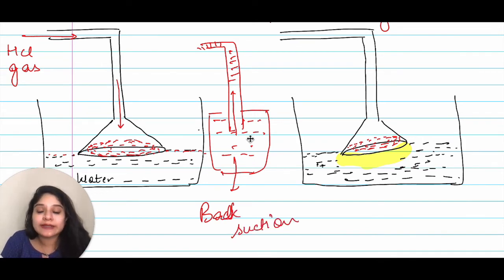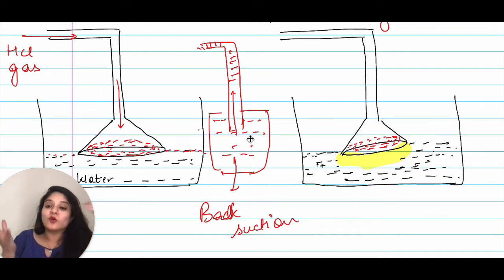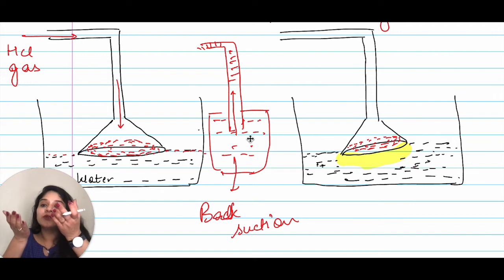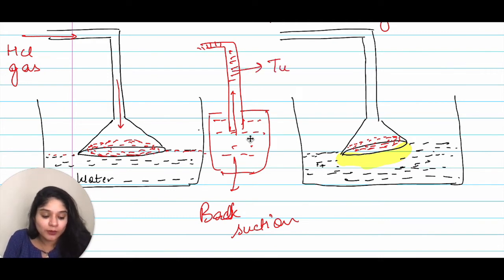So what do we understand here? We understand that we need a broader surface for more absorption of HCl gas in water, so that as soon as water rises up into the funnel, because of its weight, it falls back. Otherwise, if you have a tube, the speed with which HCl gas is dissolved in water will create a low pressure in this tube, which will make the water start moving up into the flask because of back suction.